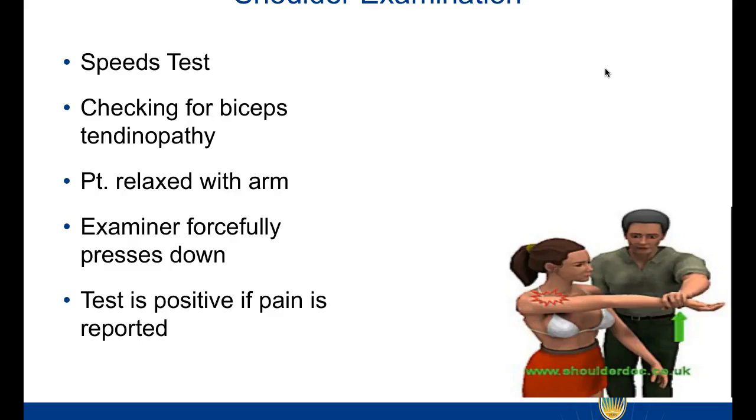Speed's test. Speed's test is an evaluation for bicep tendinopathy. This test is best performed when the patient is in a relaxed sitting position. The arm to be tested should be in 60 degrees of forward flexion, with the forearm supinated and the elbow fully extended. To perform this test, the examiner forcefully presses down on the patient's arm at the forearm while the patient attempts to resist the pressure of the examiner. Alternatively, the patient attempts to forward flex the shoulder while the examiner resists.